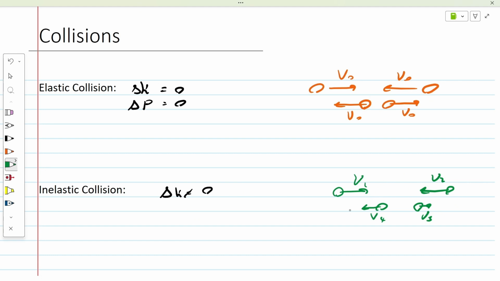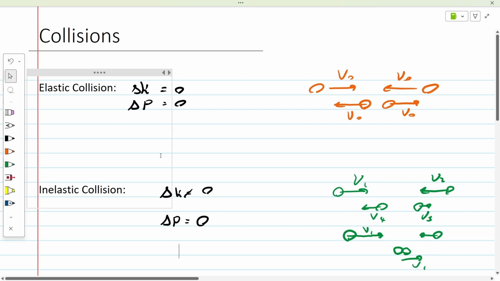And so if we have a collision where two objects are traveling at each other, and after they collide, they stick together and either have no velocity or some velocity, we call that a perfectly inelastic collision. But even with this collision, the momentum is still going to be conserved. So the change in momentum will still equal 0.